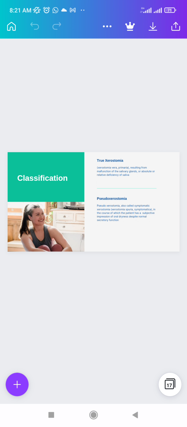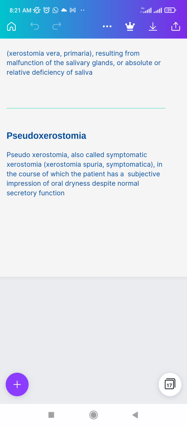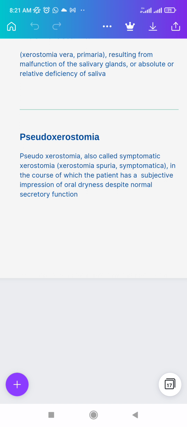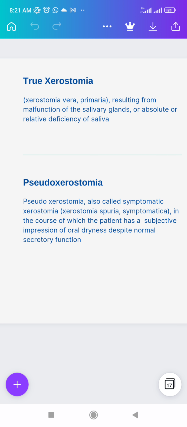Second is pseudoxerostomia, also called symptomatic xerostomia, in the course of which the patient has a subjective impression of oral dryness despite normal secretory functions. In OPD, this type of xerostomia is more common than true xerostomia, but always think about xerostomia.